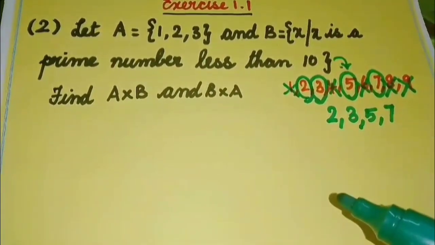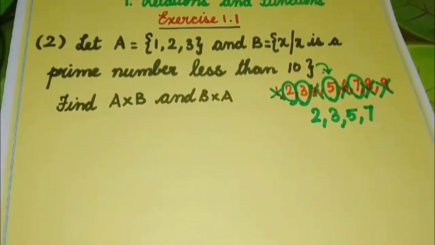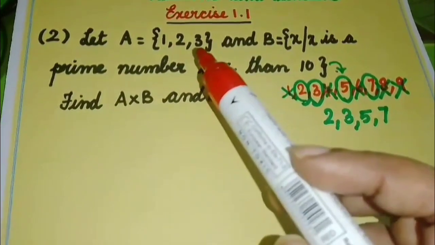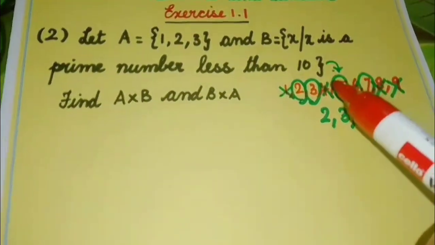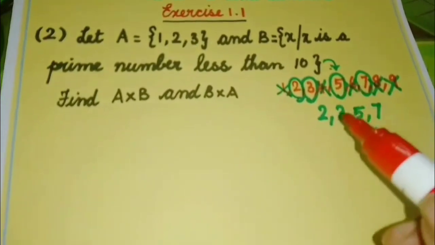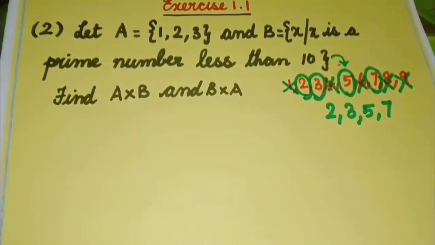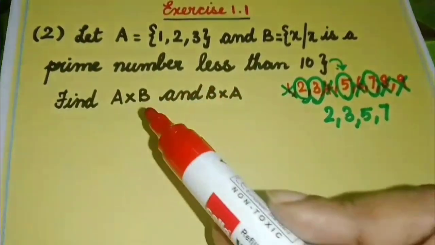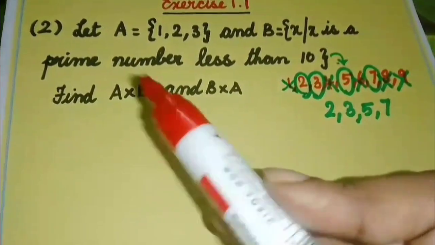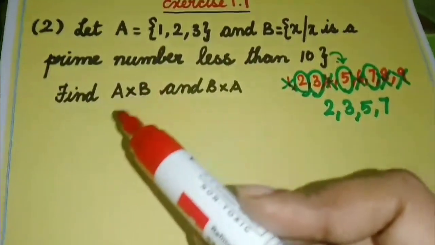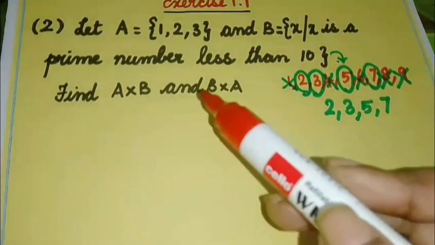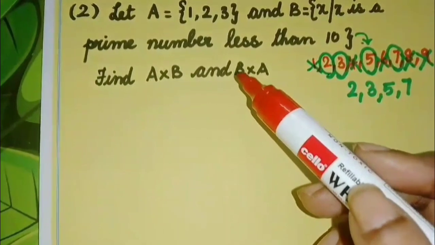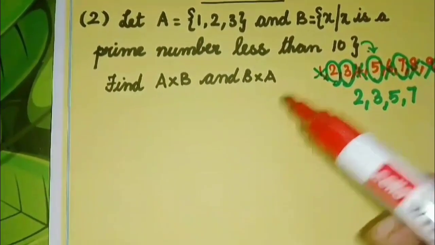So shall we proceed with the problem? Yes. A is already given in roster form. It contains 3 elements 1, 2 and 3. And now we have found the set B, which contains 4 elements 2, 3, 5 and 7. What they have asked us to find is A cross B and B cross A. That is the set of all possible ordered pairs in which the first element belongs to A and the second element belongs to B in A cross B. And in B cross A, the set of all ordered pairs in which the first element belongs to B and the second element belongs to A, right?